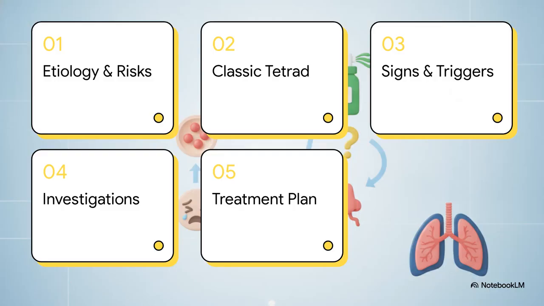Here's our roadmap for today. We're going to hit etiology and risk factors, the classic clinical tetrad, physical signs and triggers, diagnostic investigations, and finally, wrap it up with the ARIA stepwise treatment plan.